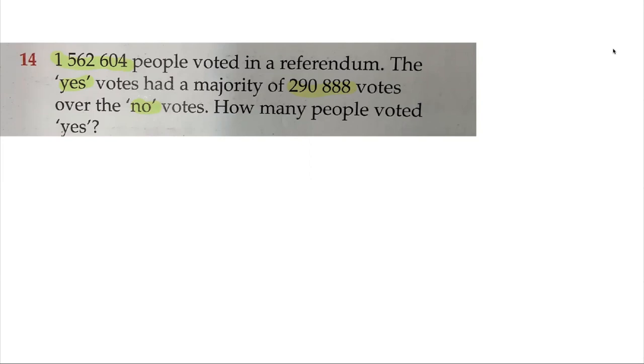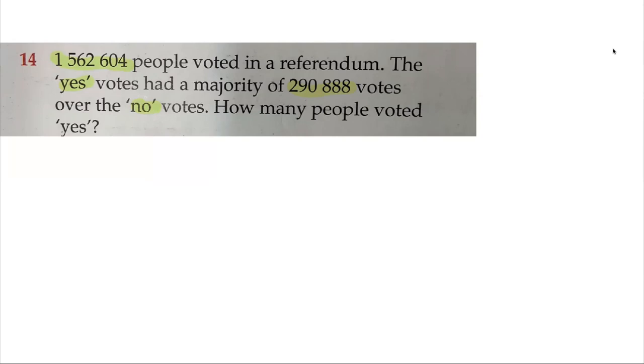Now, I know there are other ways of doing that. If I subtract 290,888 from 1,562,604 and divide it by 2, I'll get the no vote. If I add the two together and divide it by 2, I'll get the yes vote. I know some students will see that, others may not. So what I'm going to do is just look at it algebraically and use simultaneous equations to solve the problem.